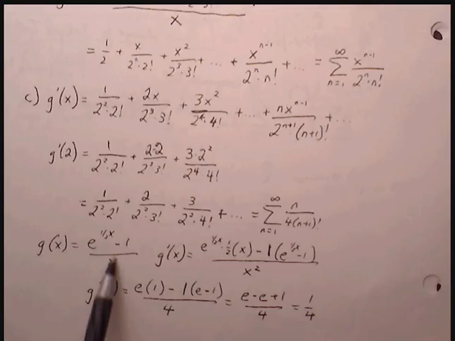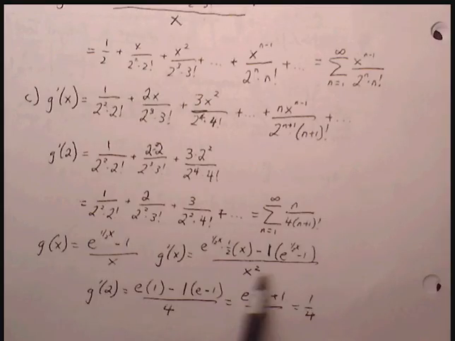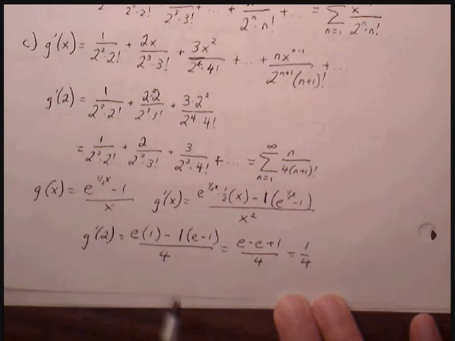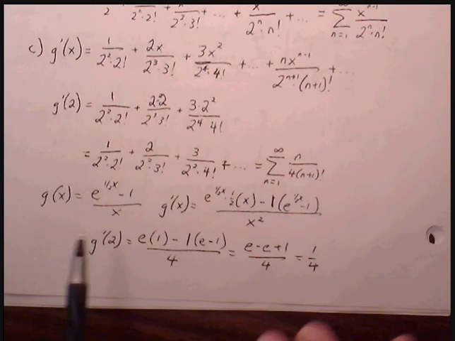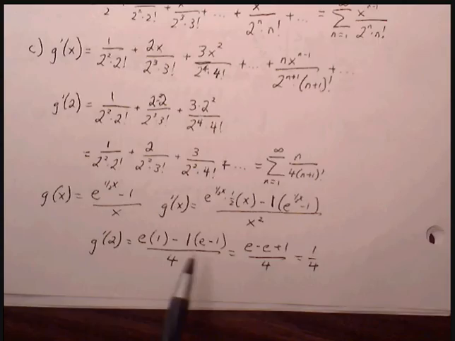So if we go through the derivative rule here, we can use the quotient rule. So f prime g minus f g prime all over g squared. Replace each of the x's with 2's. And once we do that, we get e plus 1 over 4, which the e cancels out. We're left with 1/4. And now we've shown that g prime of 2 is equal to 1/4.